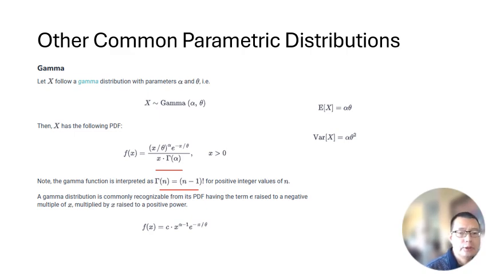A gamma distribution is commonly recognizable from its PDF by the term e raised to a negative multiple of x, multiplied by x raised to a positive power. Let's talk about this part. And f(x) can be simplified like this. The expected value of a gamma distribution is just alpha times theta, and the variance of a gamma distribution is just alpha times theta squared.